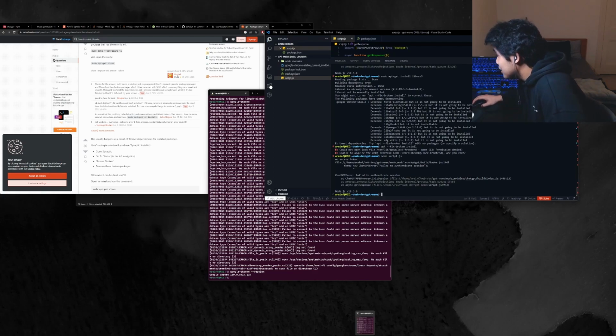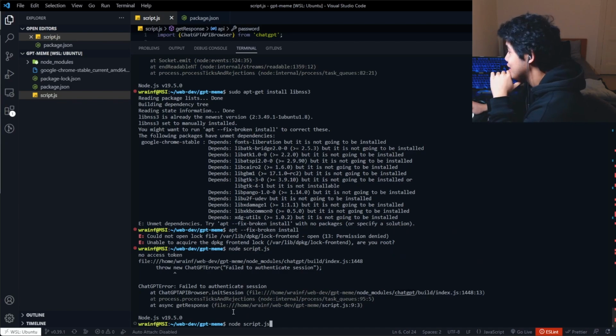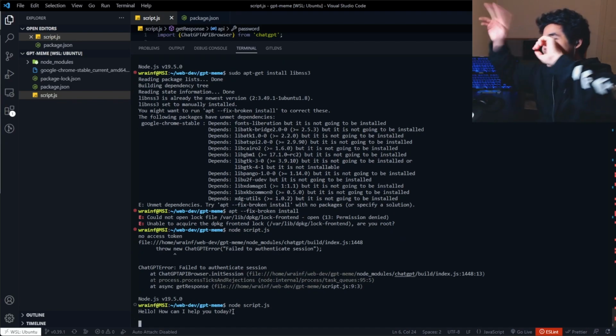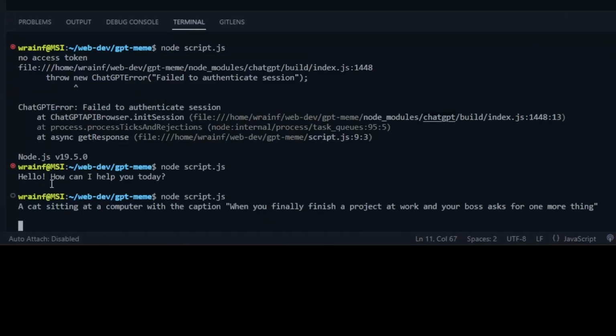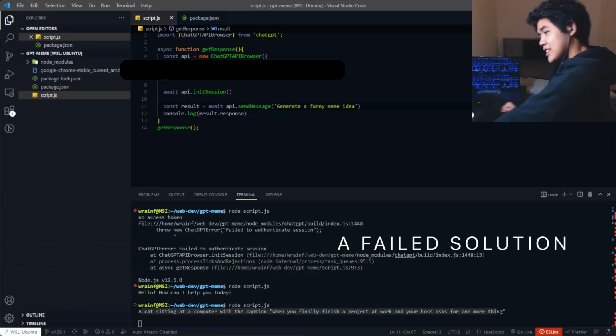Fail to authenticate. I think I actually forgot my password, bro. So now this should hopefully work. I'm pretty tired just by testing. Hey, let's go. Then we can see here a cat sitting at a computer with the caption, when you finally finish a project at work and your boss asks for one more thing.